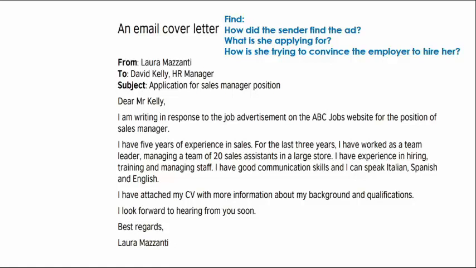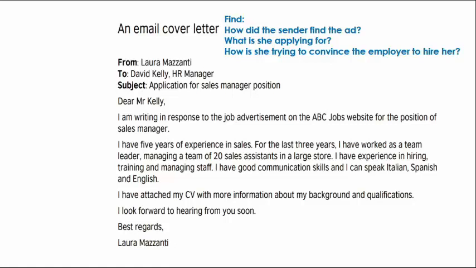Number 2, what is she applying for? Yes, she is applying for sales manager. That's right. Next question. How is she trying to convince the employer to hire her? Yes, that's right. She presented her skills and experience and her abilities. That's right. And she attached her CV. That's right. Super you are.